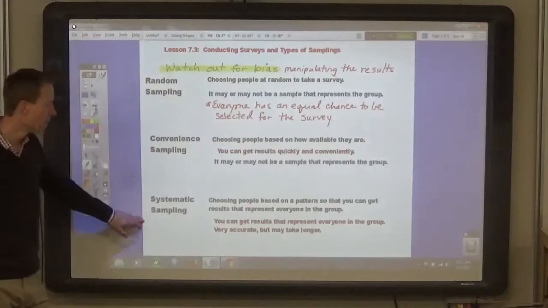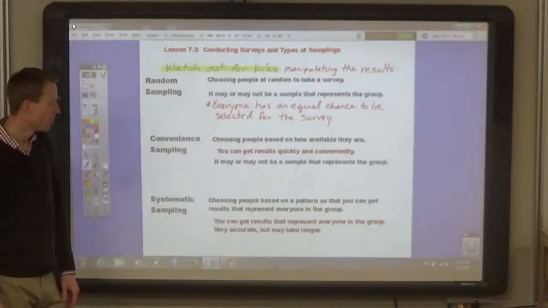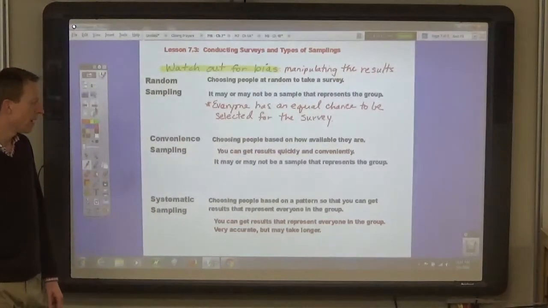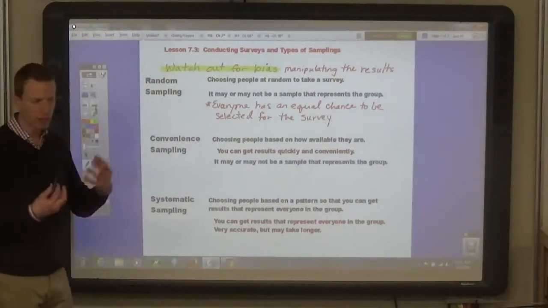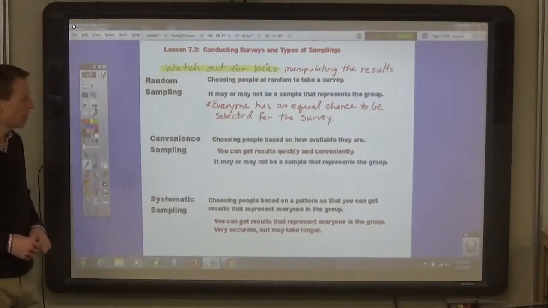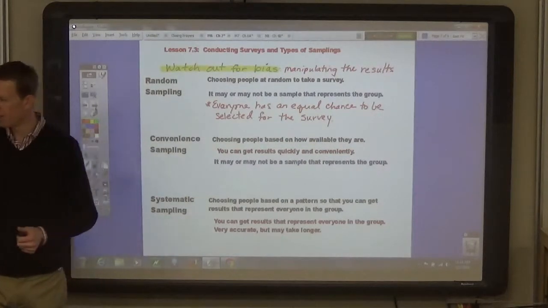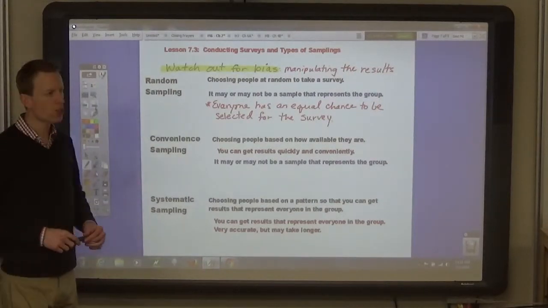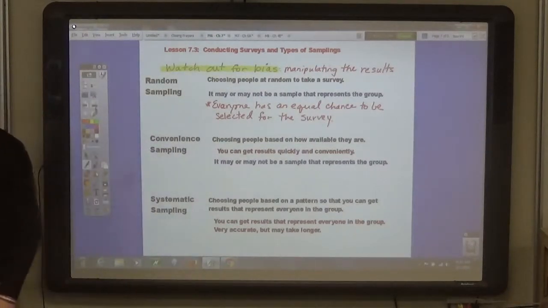Systematic sampling, choosing people based on a pattern to get the results. You can get results that represent everyone in the group. It can be very accurate, but it may take much longer, and you may not have as much time to figure out if that is the best representation. Okay? Any questions on that? So, for today's assignment, you're going to read these situations and tell which sample would be the best way to gain the results. Go to page 209.